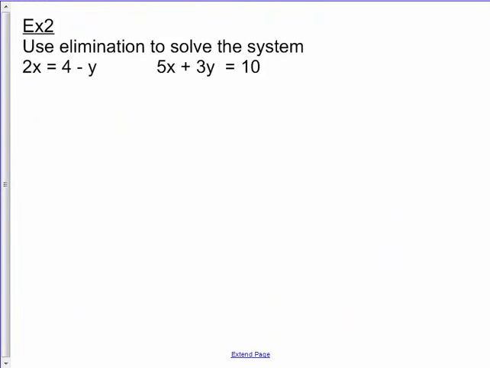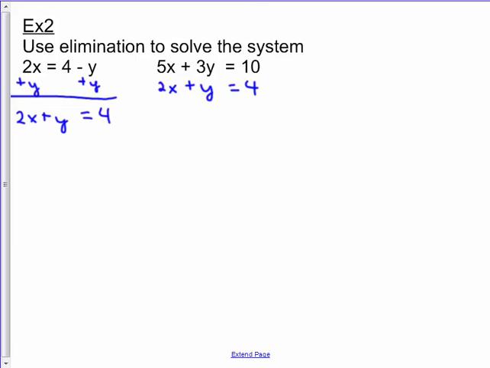So in example 2, the same thing. We're going to line up our x's, y's equal your number. So I get 2x plus y equals 4. And I don't need to do anything to the other one, so I'm just going to write it right below it.